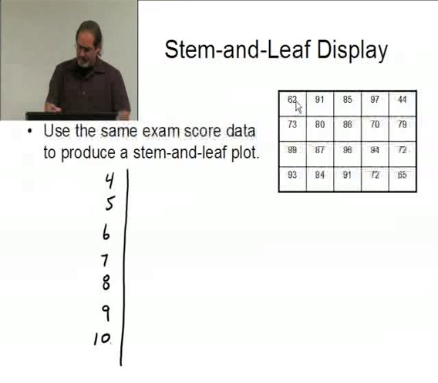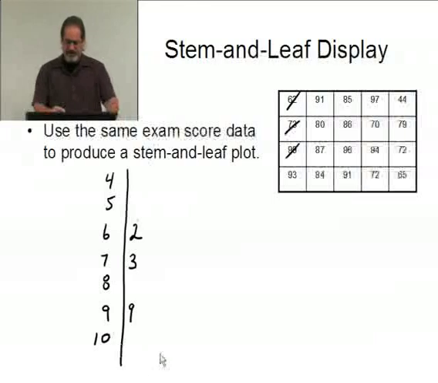All right, 62, my first data value. I'm going to go to my 60s, and to the right, I'm going to put in a leaf, which is a 2. So now this is saying I have a 62 in my data. 73, go to the 70s and put in a 3. 99, go to my 90s and put in a 9. So just look at the stem and leaf display so far. I know my data consists of at least a 62, a 73, and a 99.